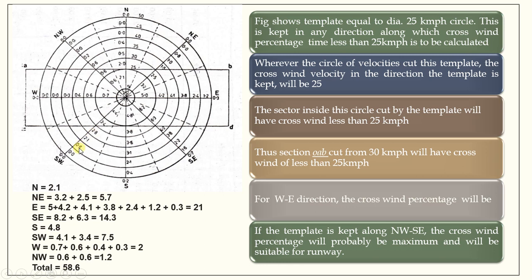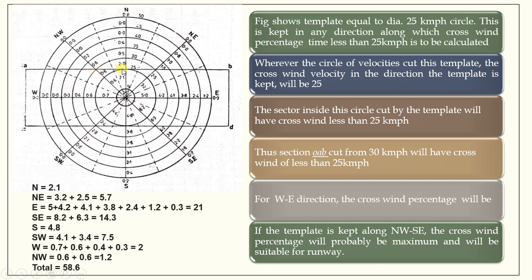You may put it at the southwest, northwest, north and east. You have to remove all this, and calculate the percentage values for each and every side. Wherever the circle of the velocity cuts this template, like this: this is the 25 circle, this is the 30 circle, this is the 35 circle, this is the 40 kilometers per hour circle, the 45 kilometers per hour circle, like this. Wherever the circle of the velocity cuts this template, the crosswind velocity in the direction the template is kept will be 25.